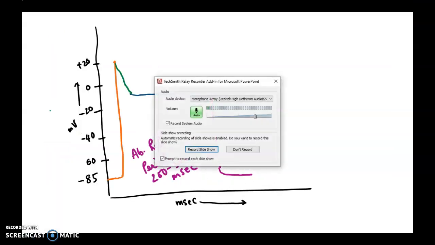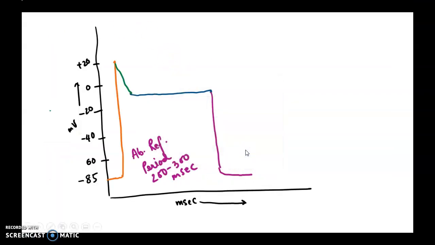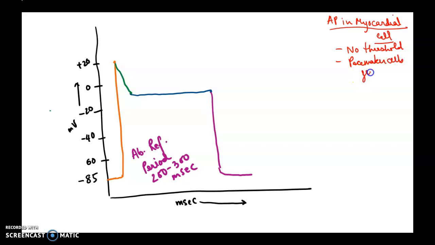All right, class. So looking at the action potential of a myocardial cell. First thing we need to remember, in case of myocardial cells, there is no threshold. These myocardial cells receive the action potential that is originally generated in the pacemaker cells, right? So the pacemaker cells generate action potentials that travel to these myocardial cells via gap junctions.